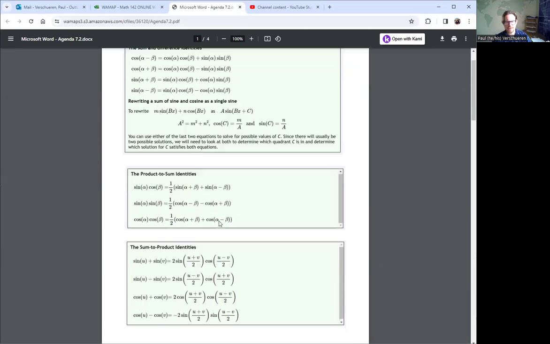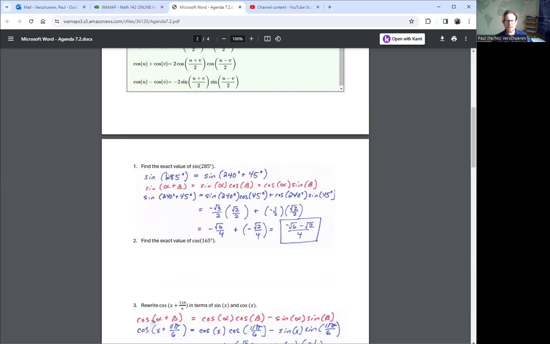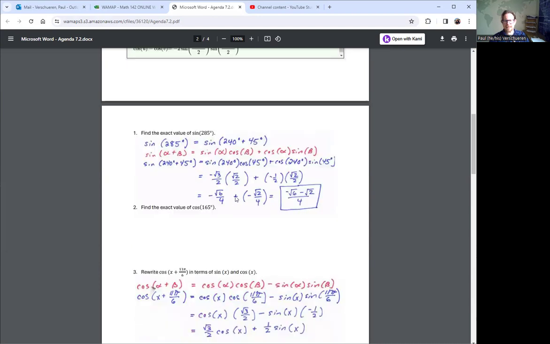You don't really need to understand them too deeply, but when you look at something like "find the exact value of 285," and this is covered in the reading, that's an opportunity to say, well, we don't necessarily have in our unit circle information about 285, but we do have information about 240 degrees and 245 degrees, for example.